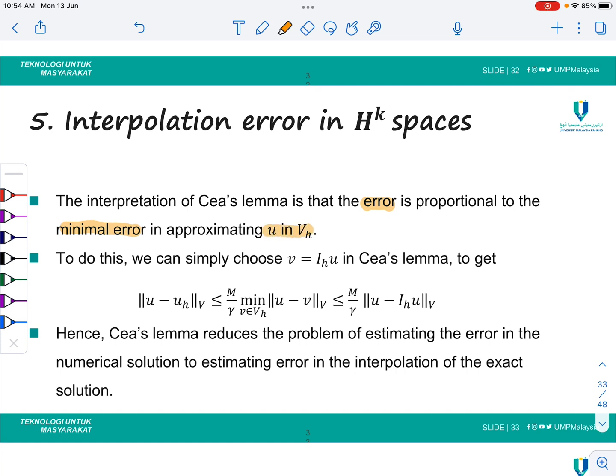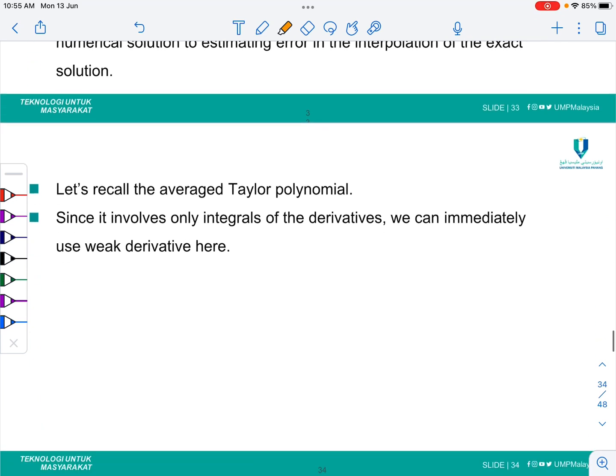To do this, we can simply choose v as the interpolation of u in Céa's lemma to get the error in V norm is less than a constant. Hence, Céa's lemma reduces the problem of estimating the error in the numerical solution to estimating error in the interpolation of the exact solution. Now let's recall the average Taylor polynomial.